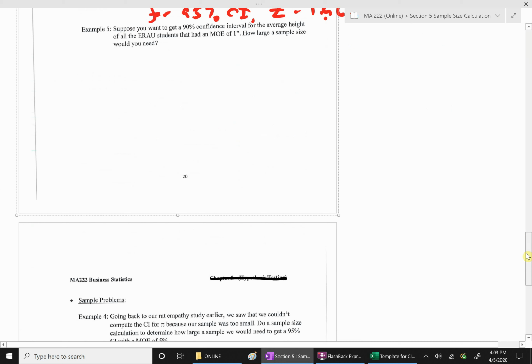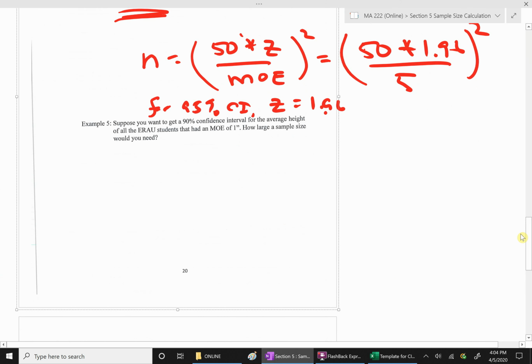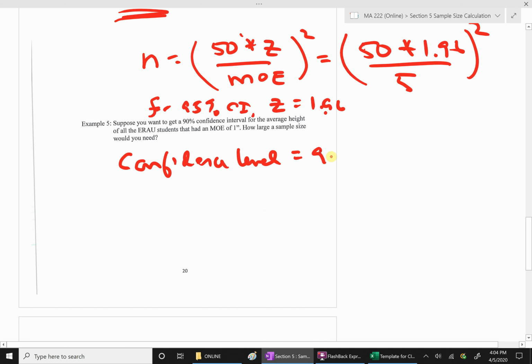So this next problem is kind of fun. Suppose you wanted to get a 90% confidence interval for the average height of all Embry-Riddle students that had a margin of error of 1 inch. How large a sample size would you need? Well, here we're given that our confidence level is 90%, and our margin of error is 1 inch. And we need to estimate sigma. So it's going to be the range divided by 6.